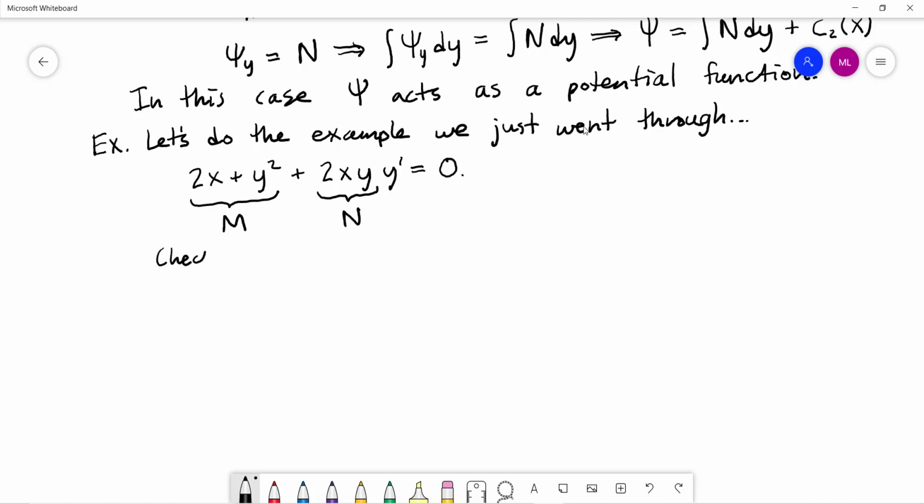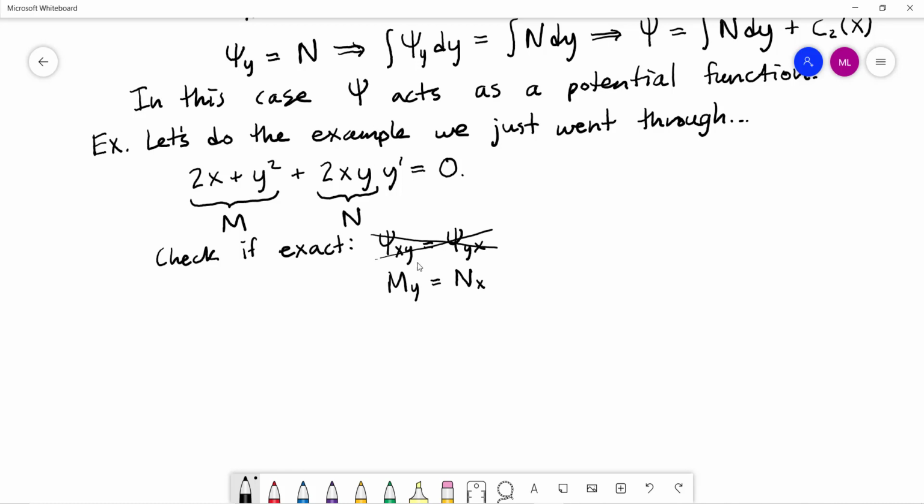Let's check if it's exact. The idea, again, if it's exact, is that this part here comes from having taken the x derivative of our unknown function psi. And this part here comes from having taken the y derivative of our unknown function psi. And so we want to check if psi xy is equal to psi yx, remembering that this term here, what we're calling m, is supposed to be the result of having taken the x derivative. So this is really m sub y equals n sub x. So you don't actually need to ever write this part down.